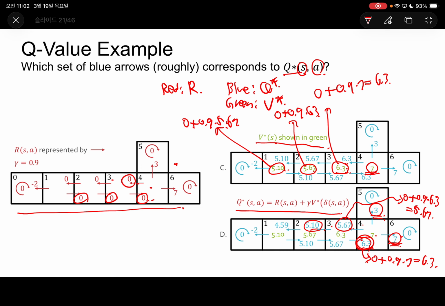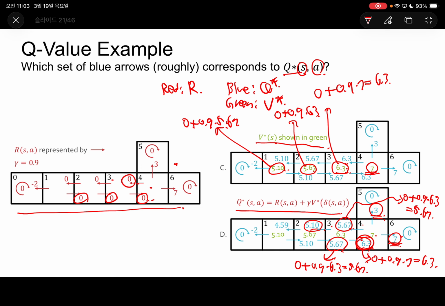Many things are the same, just how about this one? Entering state 3 gives us 0, and then 0.9. And from state 3, what is the optimal one? Of course, going right, right? From state 3, there are 2 actions that we can take, going right and going left. Going right gives us a higher Q function, right? So we need to choose 6.3. That gives us 5.67. Many things are the same.